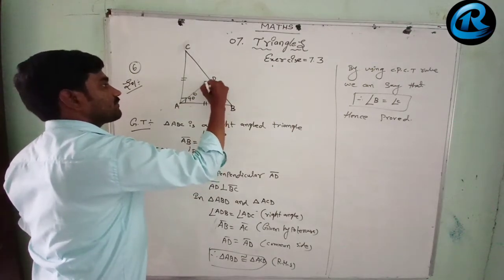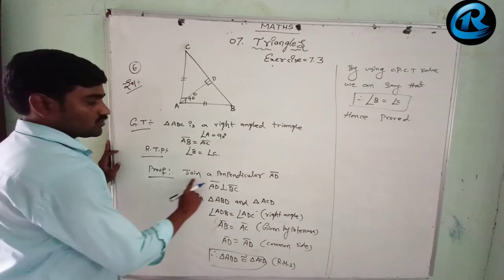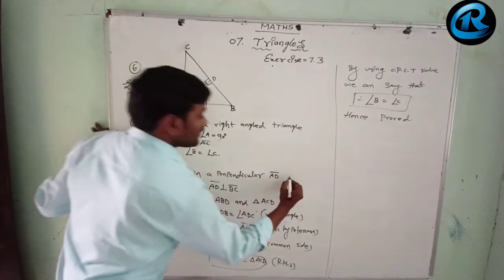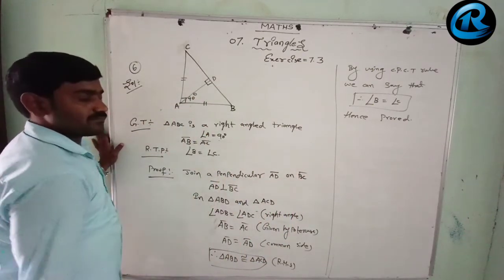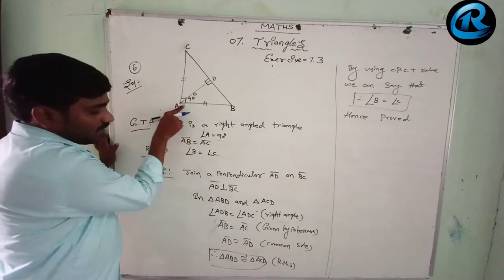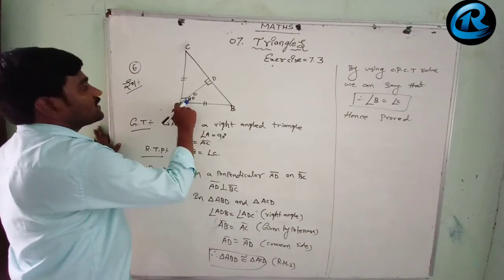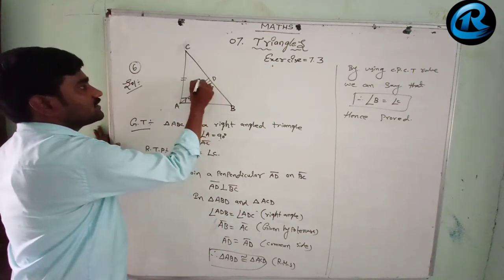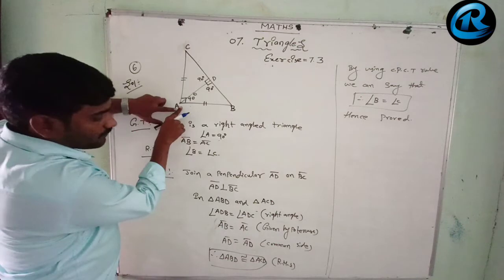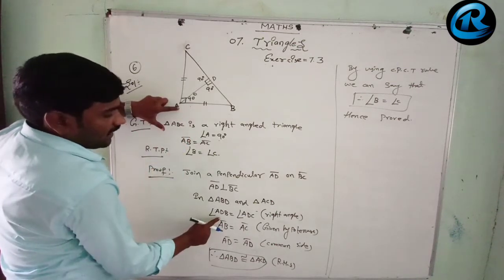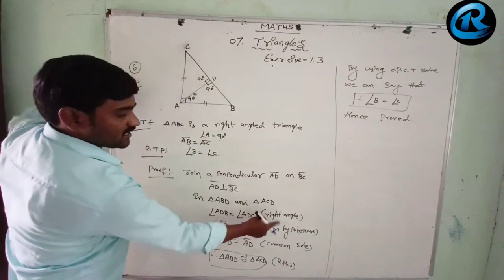Now we will draw a perpendicular line. This is AD. Now join the perpendicular AD on BC, where AD is perpendicular on BC. So now in triangle ABD and in triangle ACD, this is 90 degrees, and this is also 90 degrees. Angle ADB equal to angle ADC, 90 degrees and 90 degrees, right angle.